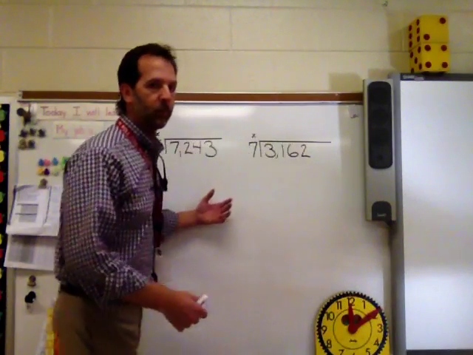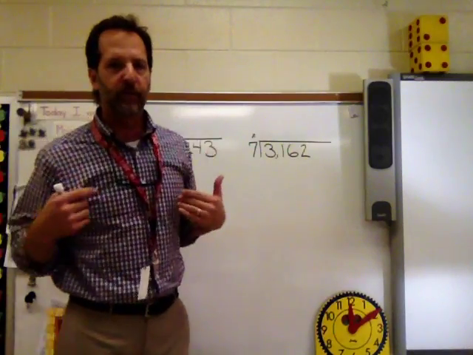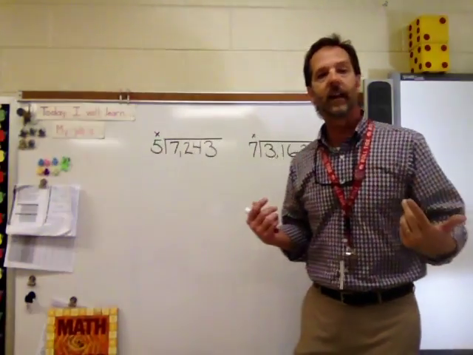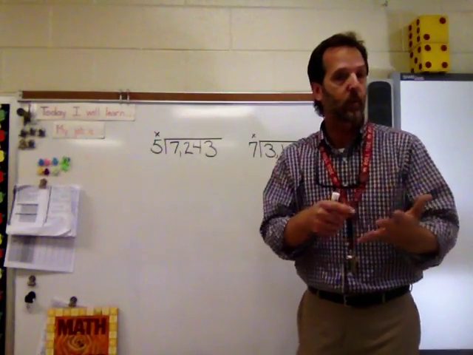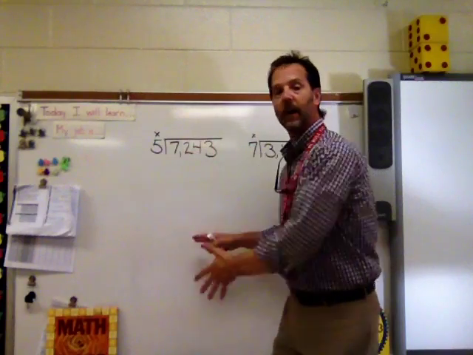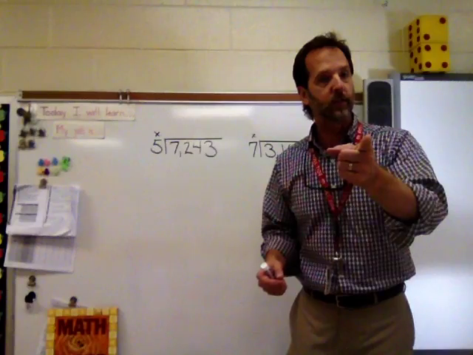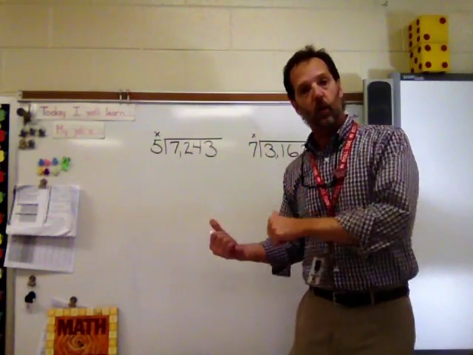So in this problem, if we're dividing by the number 5, I've got to keep those multiples of 5 in my head as I divide. I've got to think 5, 10, 15, 20, 25, 30, 35, 40, 45. I've got to keep those in my head so I can do my division in the easiest way possible. The better you know your multiplication facts, the better you're going to be at long division.